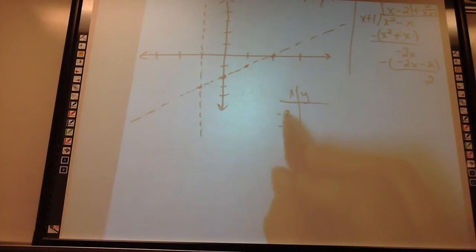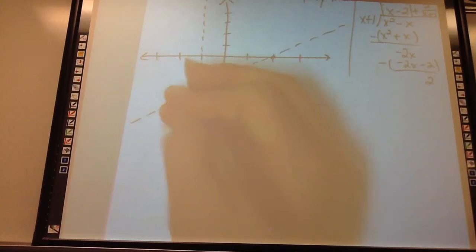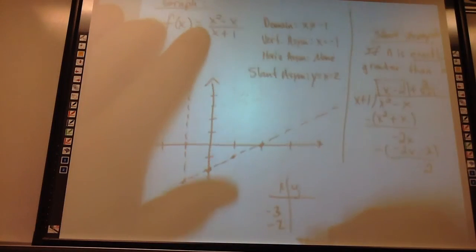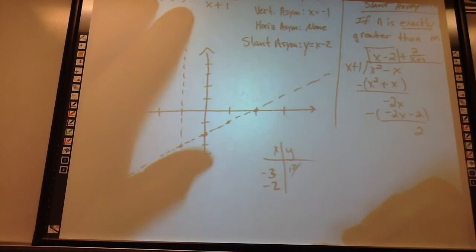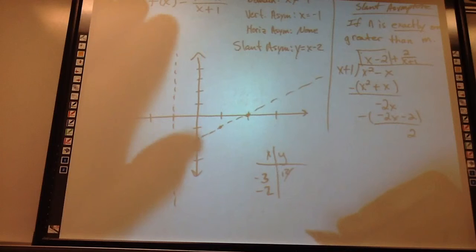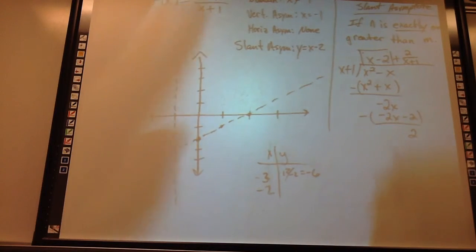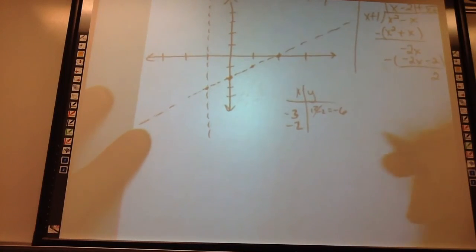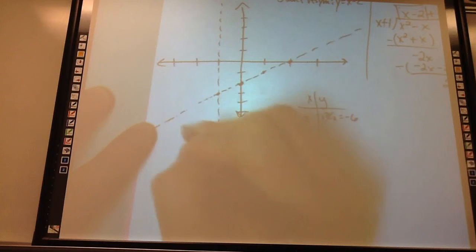You know why I didn't do negative 2 and negative 1? Because they're the asymptote. I want to just pick negative 3, negative 2. Plug them in. So 9 plus 3 is 12 over... isn't it 9 minus 3? It'd be plus, because it's a negative. Negative 3 plus 1 is negative 2, so that's negative 6.